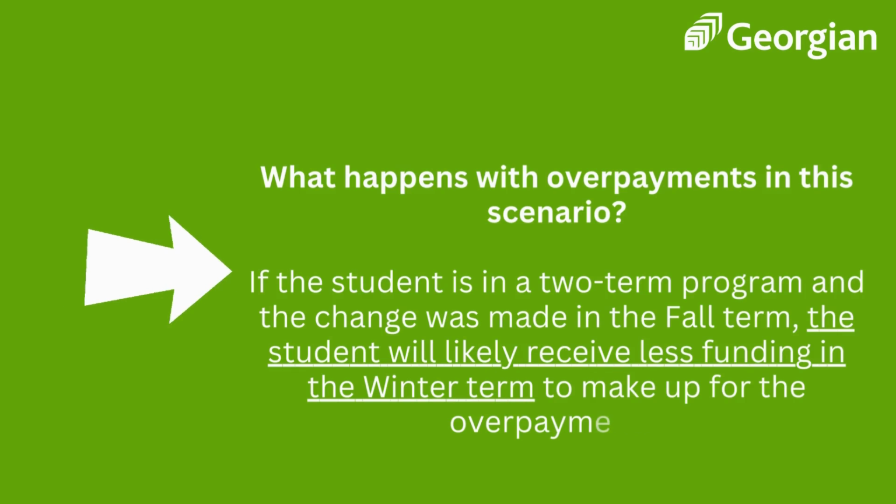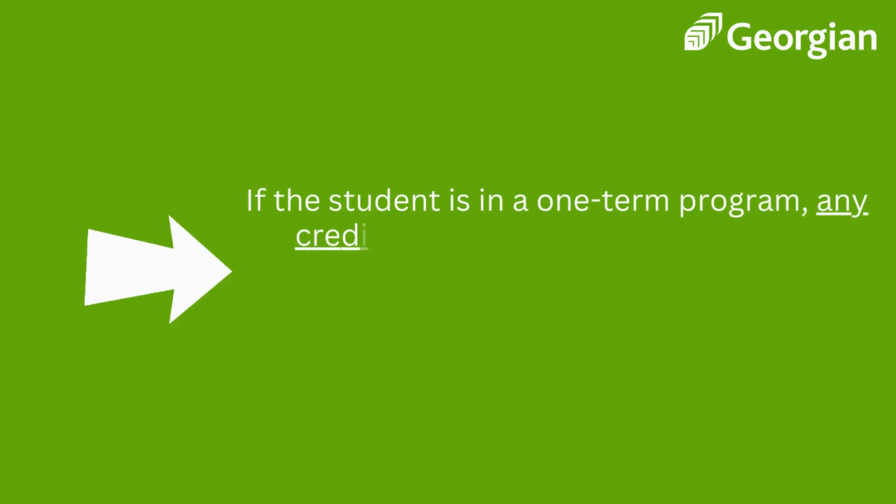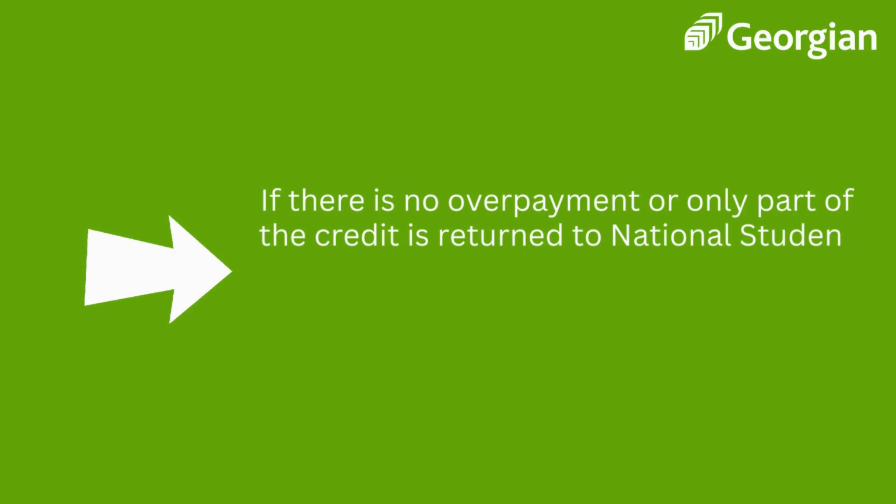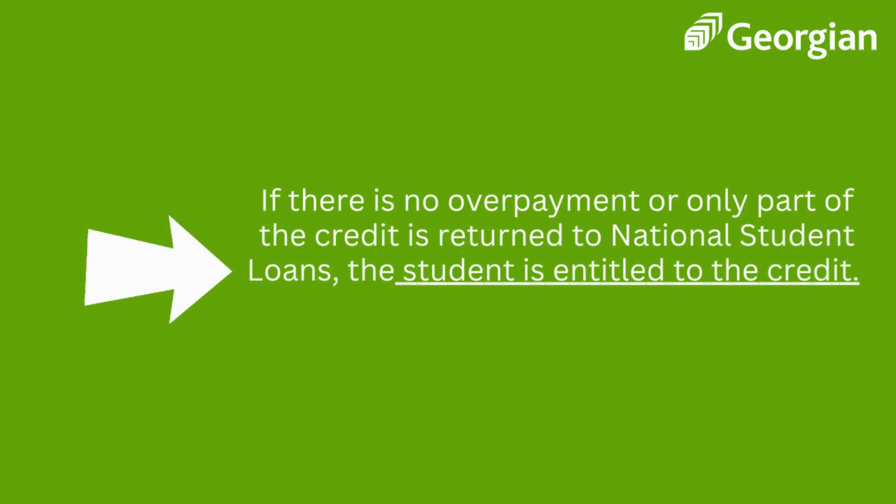What happens with overpayments in this scenario? If the student is in a 2-term program and the change was made in the fall term, the student will likely receive less funding in the winter term to make up for the overpayment. If the student is in a 1-term program, any credit on Banner will be paid back to National Student Loans to pay down or pay off the overpayment. If there is no overpayment or only part of the credit is returned to National Student Loans, the student is entitled to the credit.